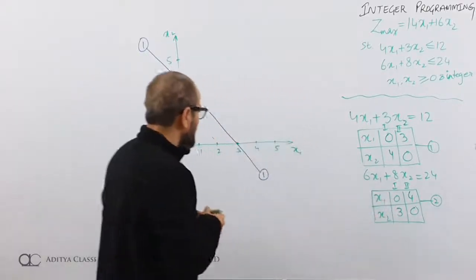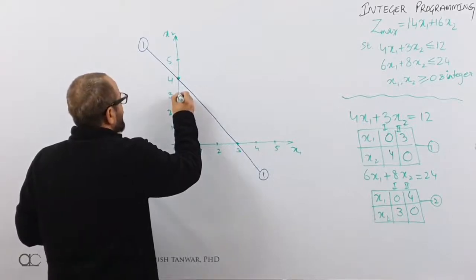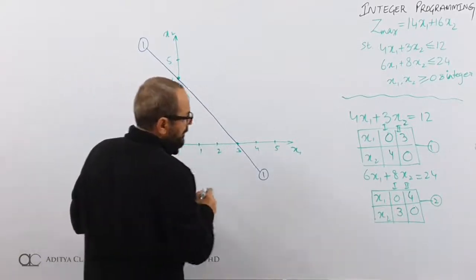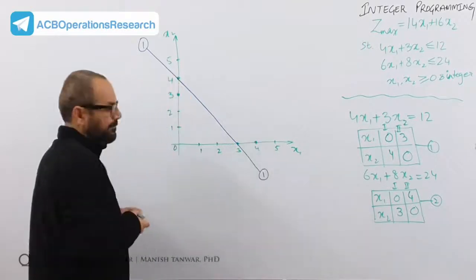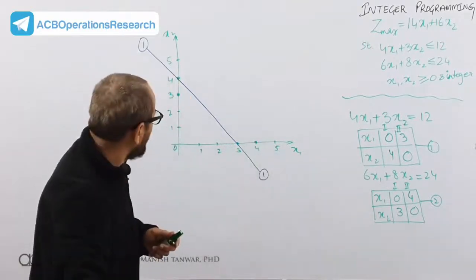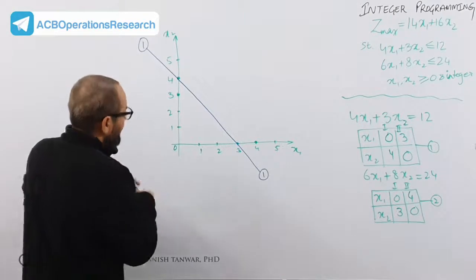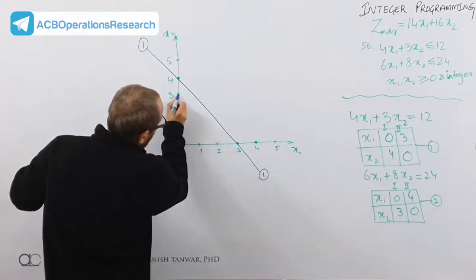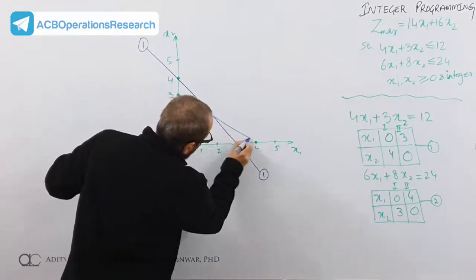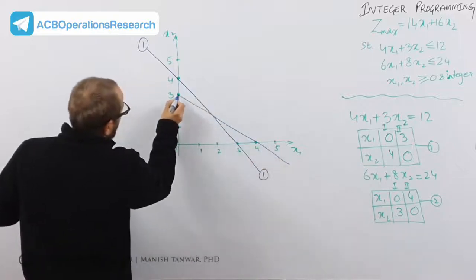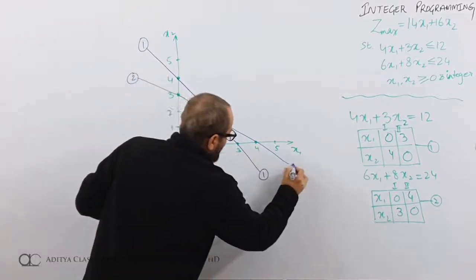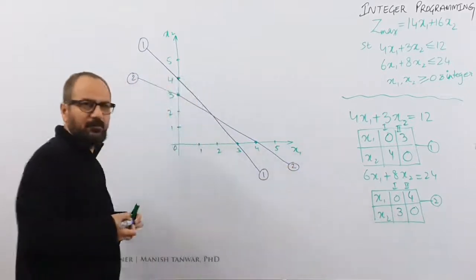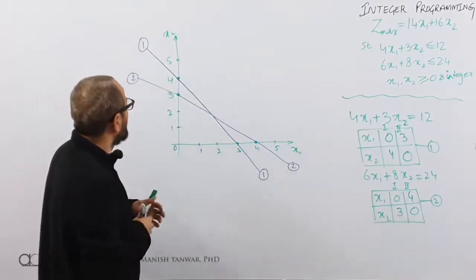What about my second constraint? The first point is 0 and 3, and the other point is 4 and 0. This becomes my second constraint. Fine.